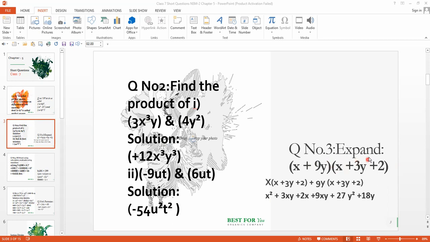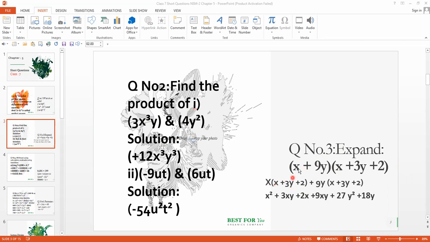Expand. What is the meaning of expansion? If two brackets are given, this means we have to break the first bracket and we have to write the second bracket as it is. And then we have to use distributive law. Yesterday, we also learned about distributive law. What is distributive law? Good. Means that we have to multiply the outside term with all the terms within the bracket.